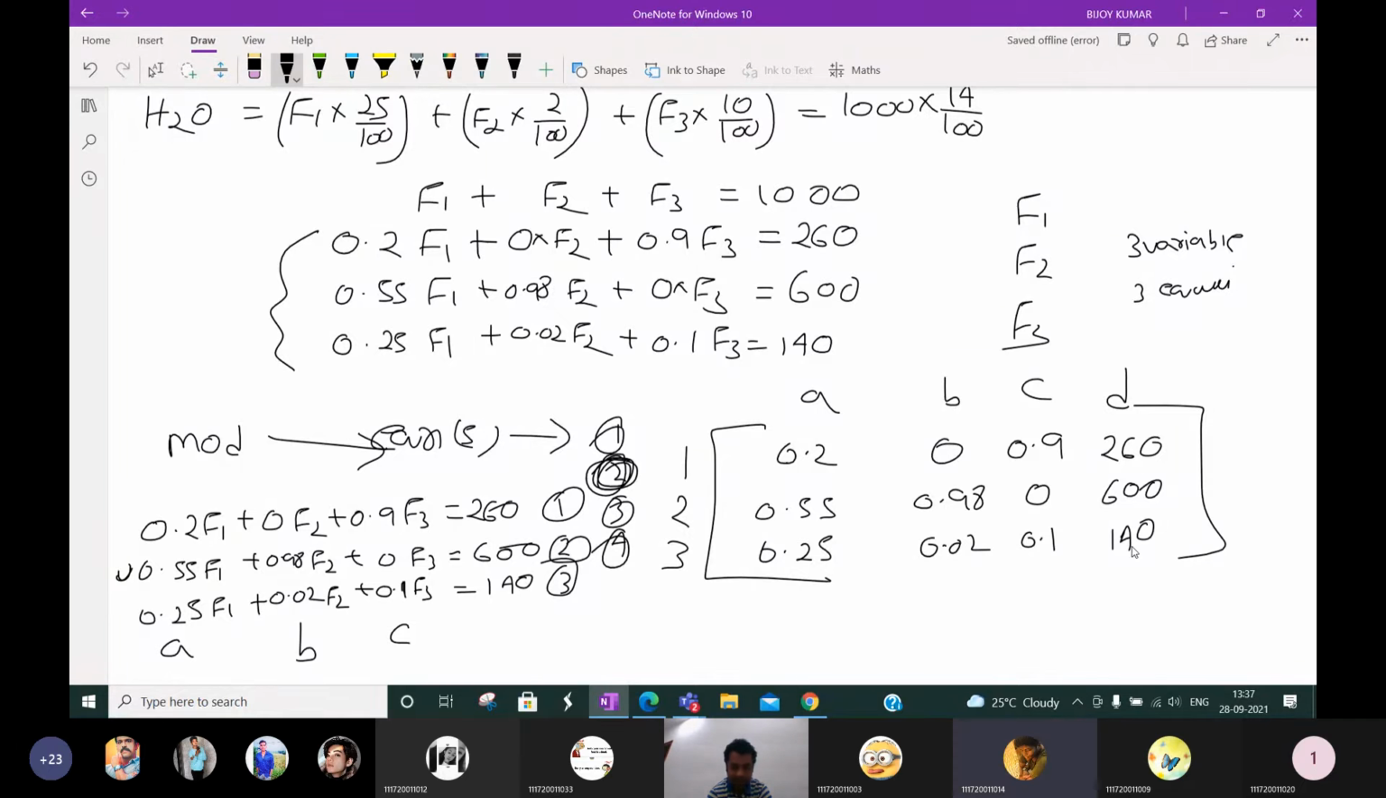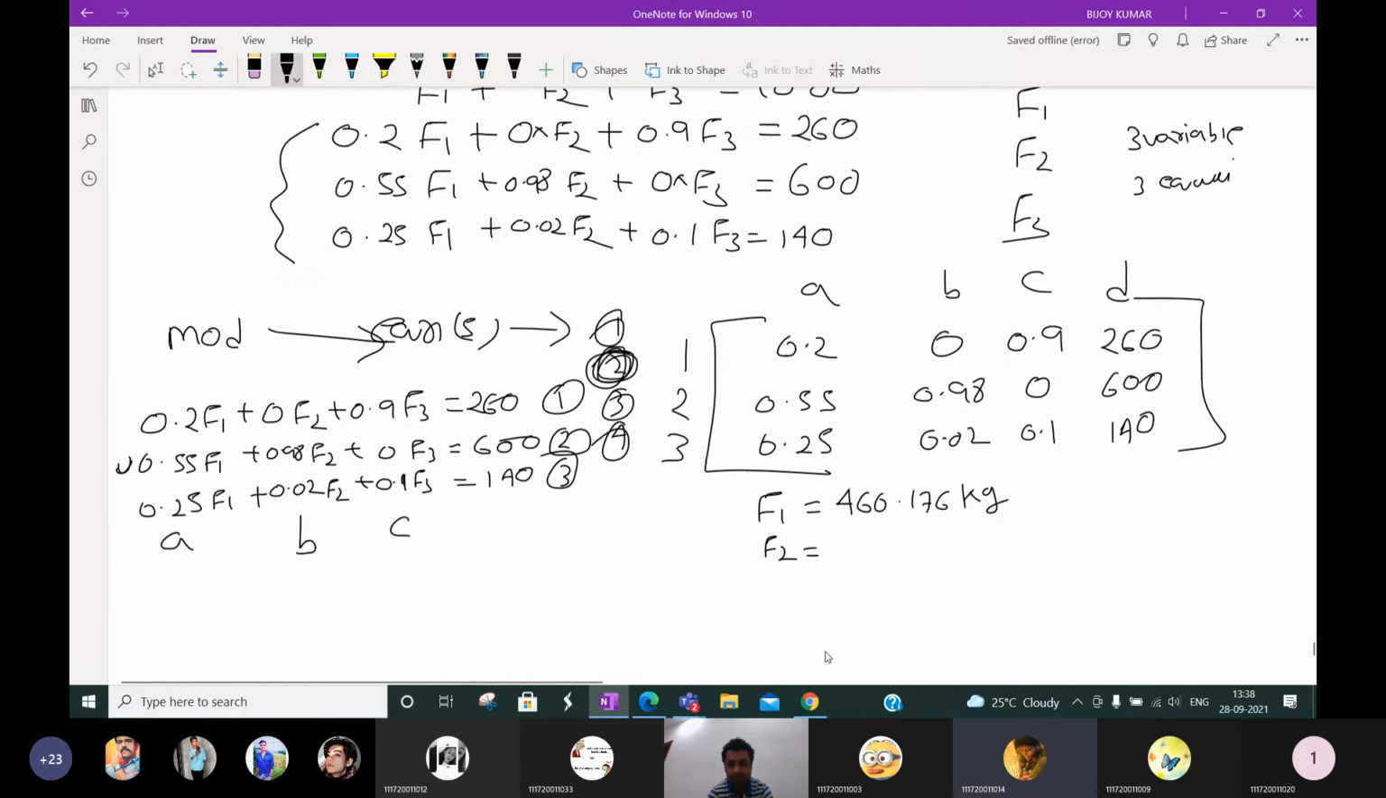Yeah, what is the answer? Sir, X value is 460.176. Not X, here we have the variable F1. Okay, F1 is 460.176 kg. Then F2 is 353.98 kg. F3 is 178.76 kg.